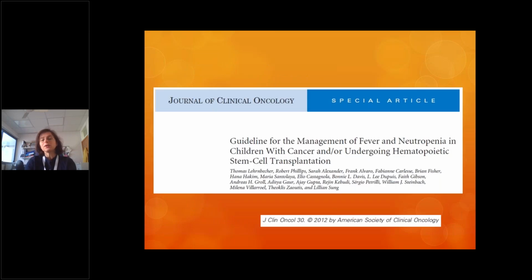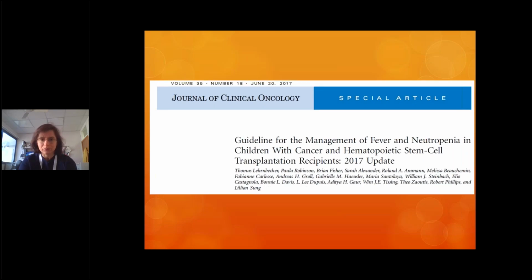So if we cannot prevent it, then we try to manage it. And this is the initial guideline from ASCO from 2012 for the management of fever and neutropenia in children with cancer and/or undergoing hematopoietic stem cell transplantation. This has subsequently been updated in 2017, and this has tried to give some guidelines, to add some evidence to a complication which everybody needs to handle. So we try to add some evidence to it, and most important, we try to re-stratify. This is the 2017 update.